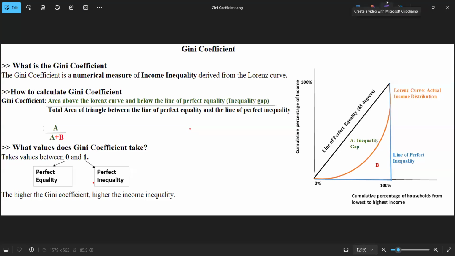In part one of this video, we looked at what a Lorenz curve is. Now, based on the Lorenz curve, we want to compute the Gini coefficient. The Gini coefficient is a numerical measure of income inequality derived from the Lorenz curve. Before we compute the Gini coefficient, we want to plot a Lorenz curve.